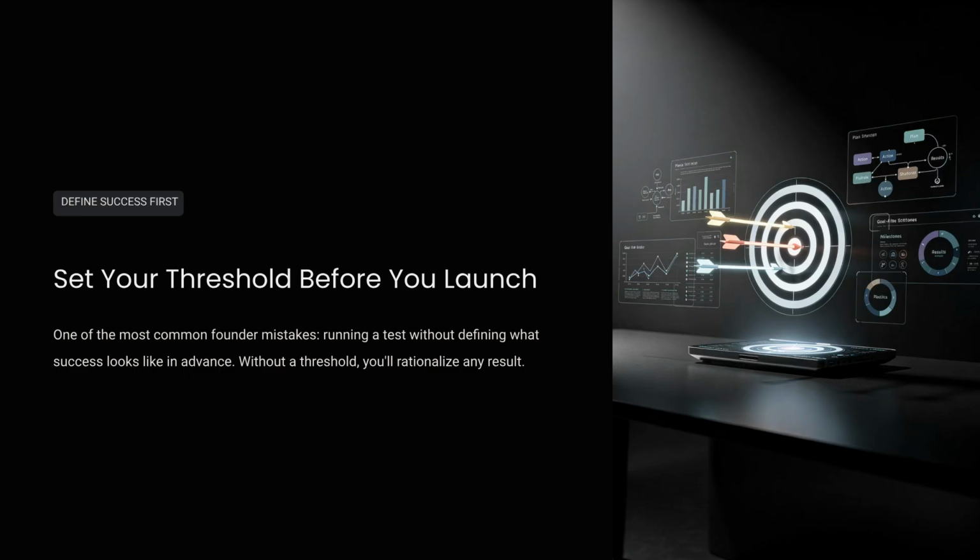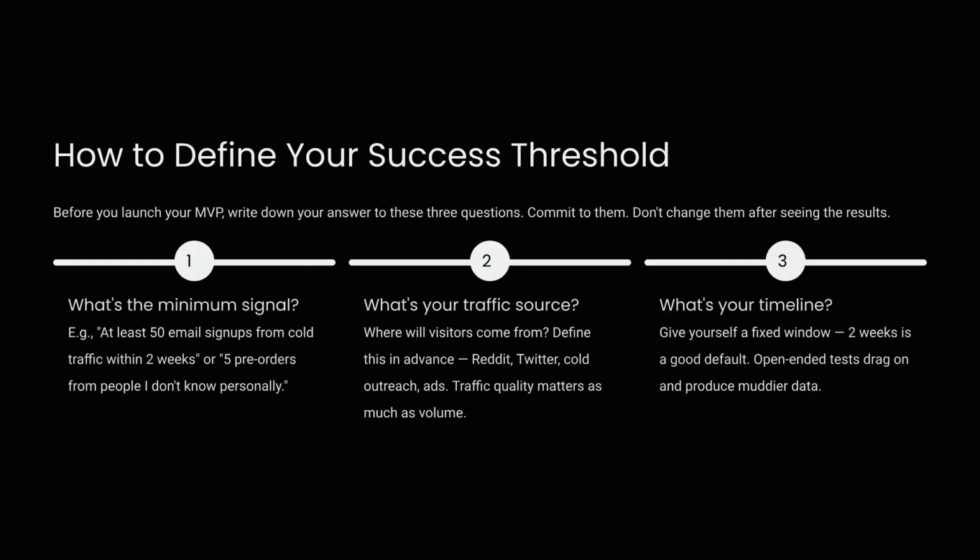Set your threshold before you launch. A common mistake is running a test without defining success in advance. Without a clear threshold, you risk rationalizing any result you get. To define your success threshold, answer 3 questions before launching. Define the minimum signal, such as 50 email signups, your traffic source, and a fixed timeline, like 2 weeks. Commit to these, and don't change them after seeing the results.